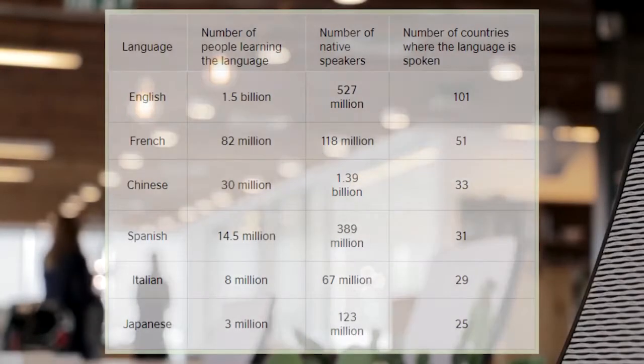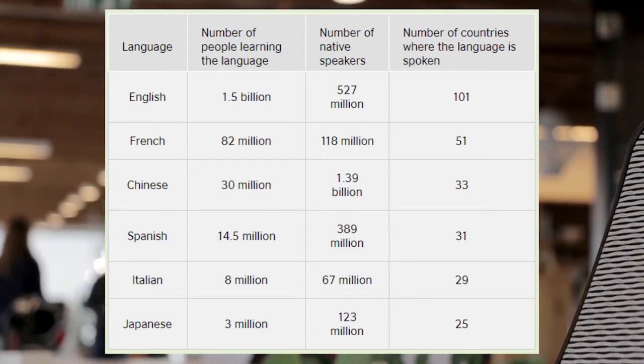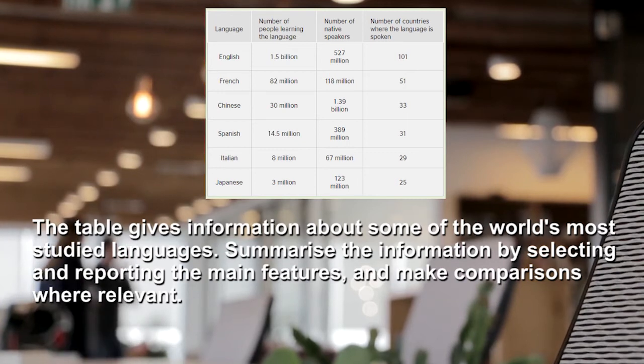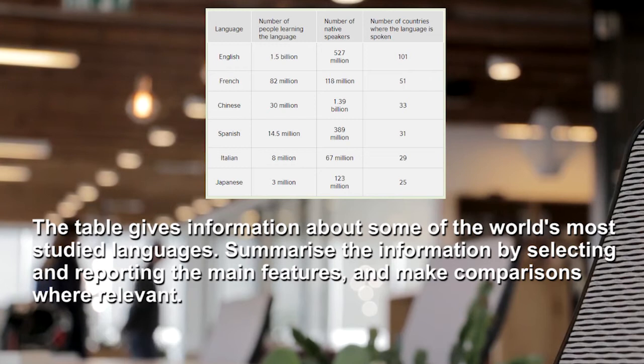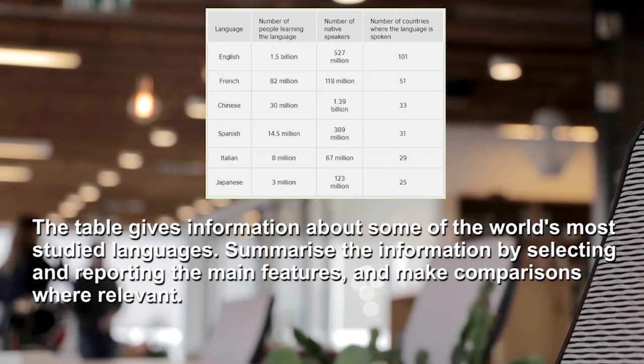Okay, I will give you one example of how to describe the table. Look at the table. The table gives information about some of the world's most studied languages. Summarize the information by selecting and reporting the main features, and make comparisons where relevant.